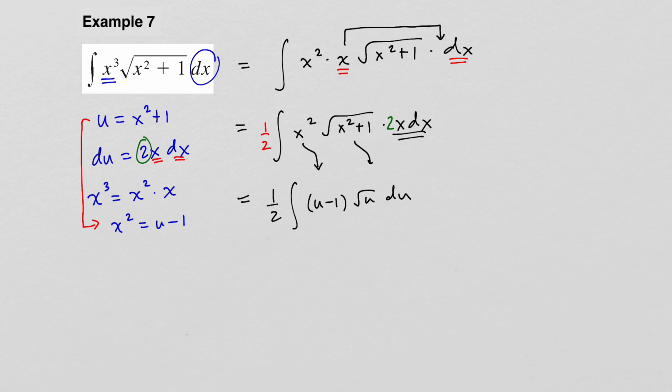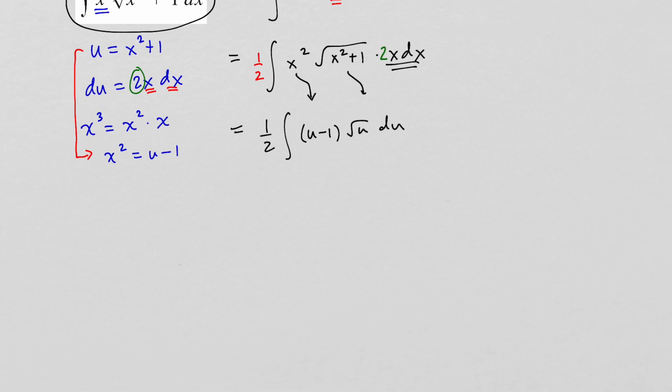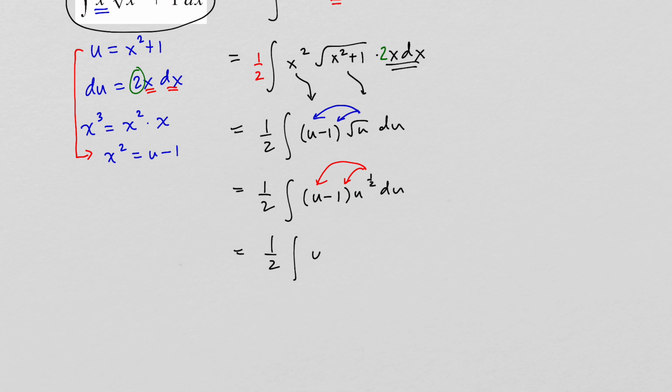And this may not look like a huge improvement over your original problem, but it actually is. Because now you can multiply this out. You can distribute here by simply doing the same thing we did in the previous problem. So I'm going to think of the square root of u as u to the 1/2, and then I can distribute this and add the exponents. So this becomes 1/2 integral of u to the 3/2 minus u to the 1/2 times du.